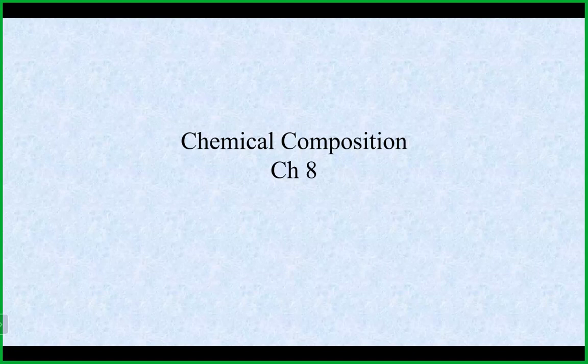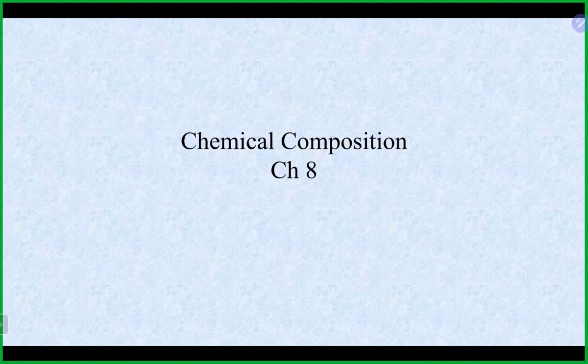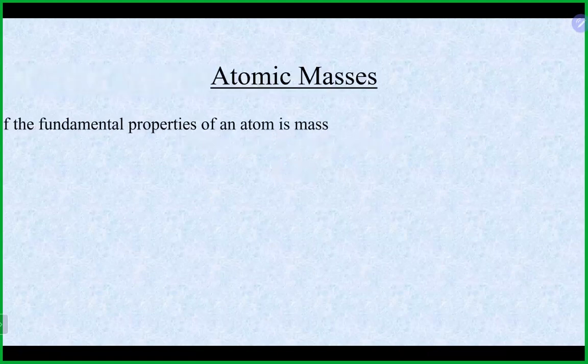Okay, we are on to chapter 8. So this is exam 3 stuff. So start a new sort of exam chapter. We're going to talk about chemical composition. We're going to talk about some important calculations that we use a lot here in chemistry. So let's get into it.